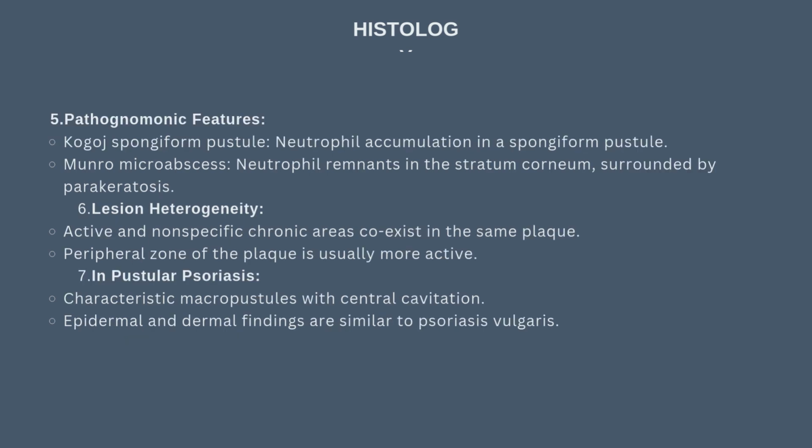Pathognomonic features: Kogoj spongiform pustule, neutrophil accumulation in a spongiform pustule; Munro microabscess, neutrophil remnants in the stratum corneum, surrounded by parakeratosis. Lesion heterogeneity: active and nonspecific chronic areas coexist in the same plaque. Peripheral zone of the plaque is usually more active. In pustular psoriasis, characteristic macropustules with central cavitation. Epidermal and dermal findings are similar to psoriasis vulgaris.